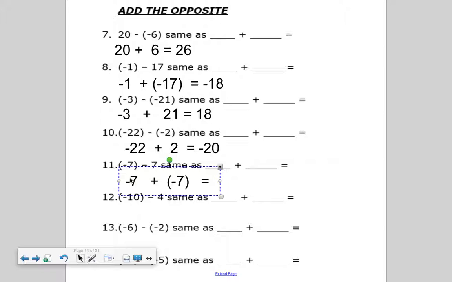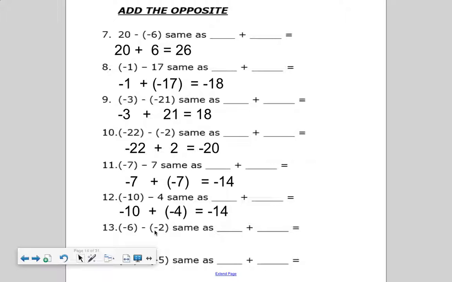That's a lot of negatives to draw. Do you want me to draw 7 negatives and draw 7 more negatives? I'm not going to. Do I need zero pairs? Nope. That's going to be 14 negatives. Negative 10 minus 4. I keep it, add the opposite. The opposite of 4 is negative 4. So what is negative 10 plus negative 4? Equals negative 14.